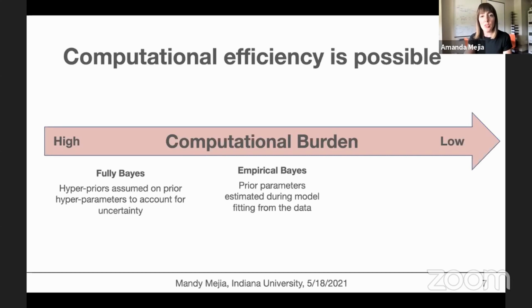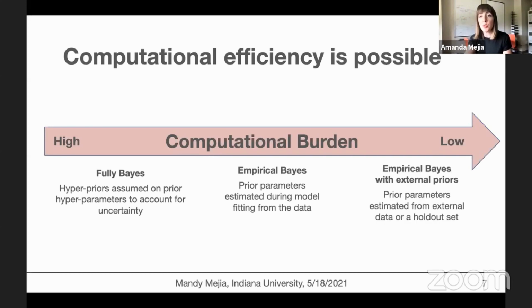Further down the computational burden spectrum are empirical-based methods, where we assume the prior is fixed and we estimate the prior parameters during model fitting. But here I'm proposing we go one step further, which is to estimate our priors using external data or a holdout set, and then to just fit our model assuming those priors are fixed. If we do this, we can make major computational gains because we don't have to worry about actually estimating the prior. And also, in the example I'll show here, we can focus on estimating one individual at a time because the prior that's based on the population was estimated a priori.